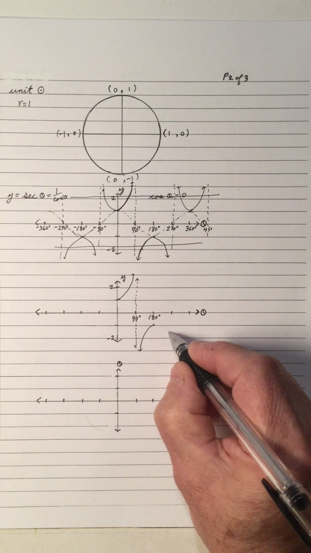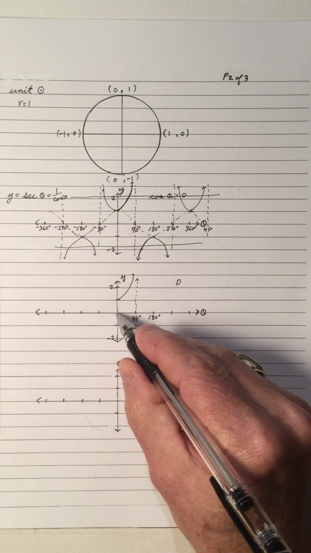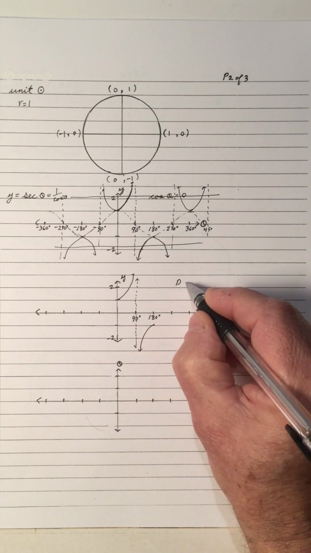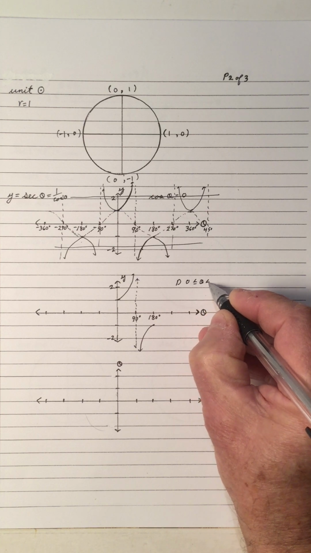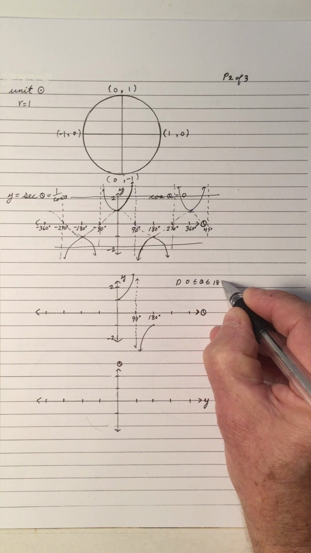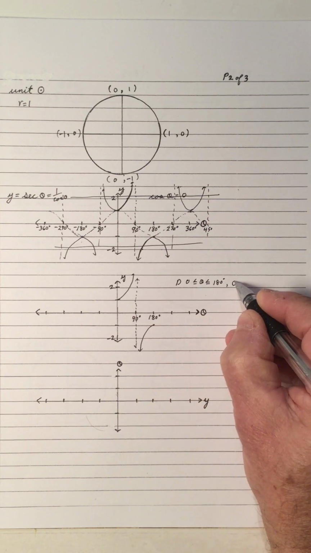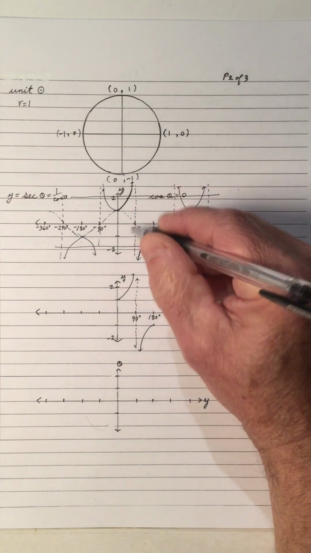So let's look at the domain. Your domain is from 0 to 180. So it's 0 less than or equal to theta less than or equal to 180. And theta cannot equal 90 because it's a vertical asymptote.